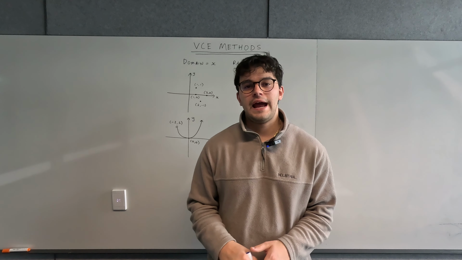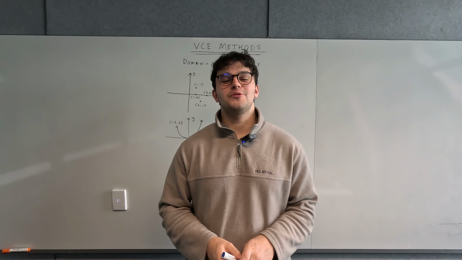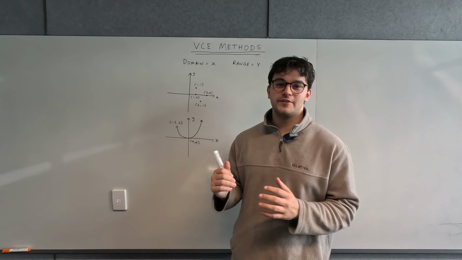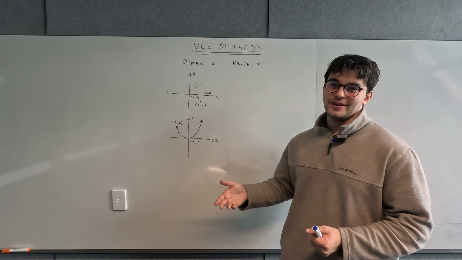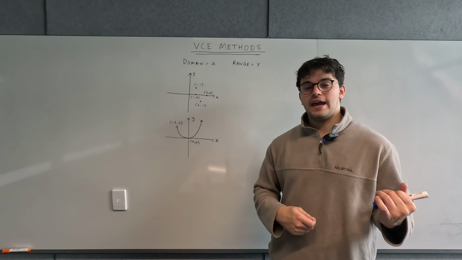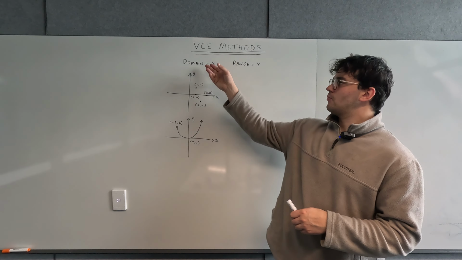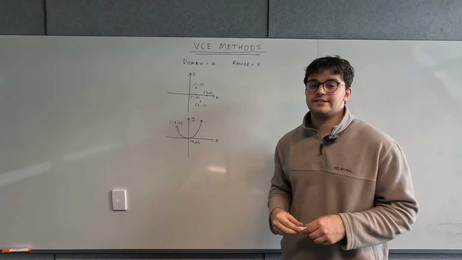So we've just talked about how to define sets of numbers on a one-dimensional plane. Now we're going to move to the two-dimensional plane, which is essentially where we finish off for defining numbers in VCE methods. We have graphs on a Cartesian plane, and we need to describe what the x and the y values are in those specific cases.